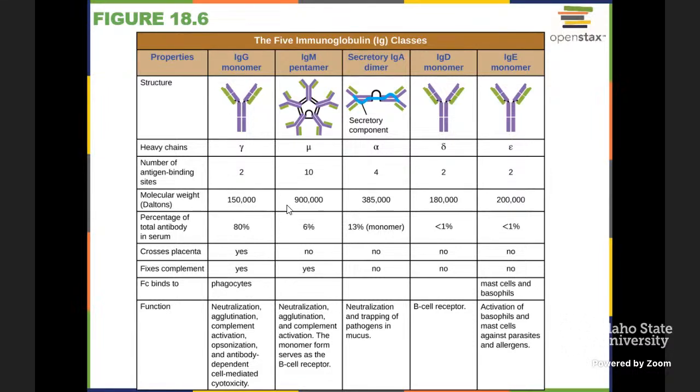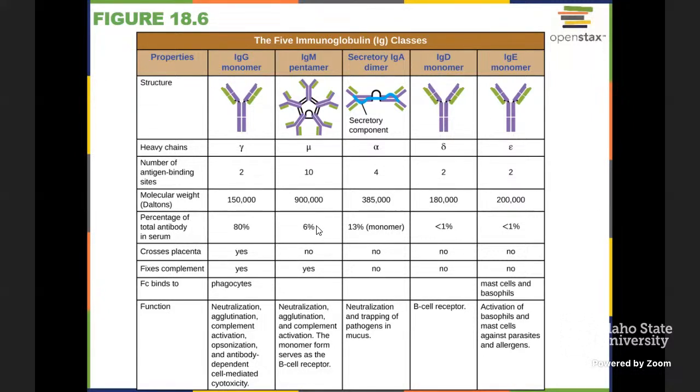So sizes: those that are monomers are pretty close to the same size. The dimers and the pentamers are much larger than the individuals. So IgG is the main player, about 80% of the antibodies circulating around. It's not the proteins; I think albumin is going to be your dominant protein circulating around. But 80% of the antibody are these, all right?